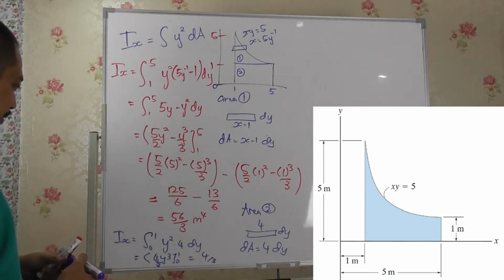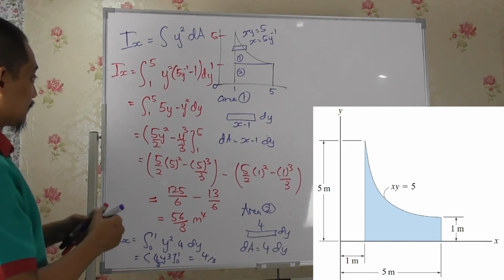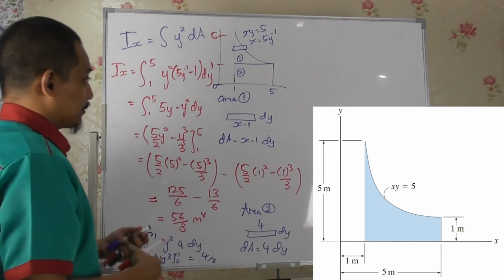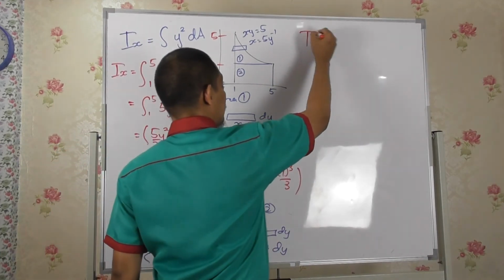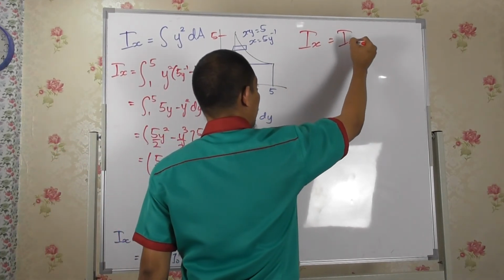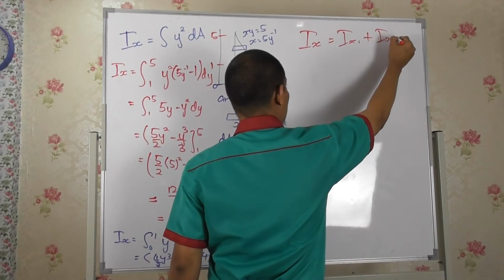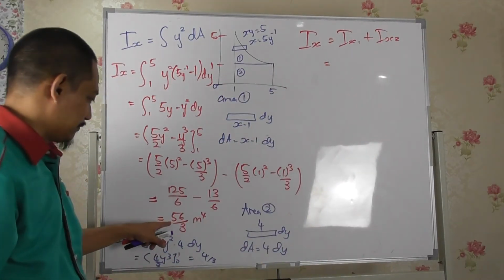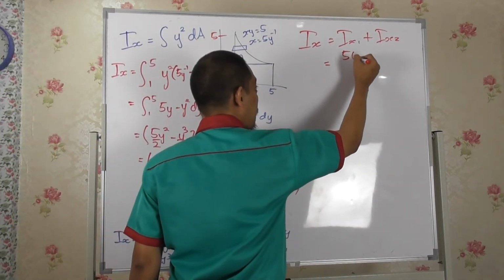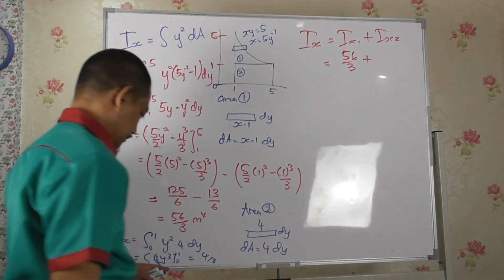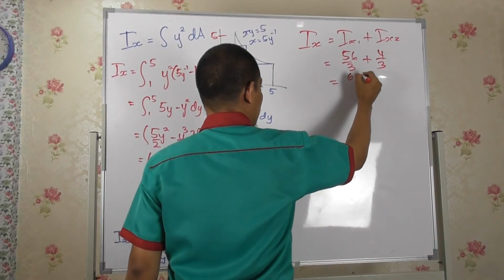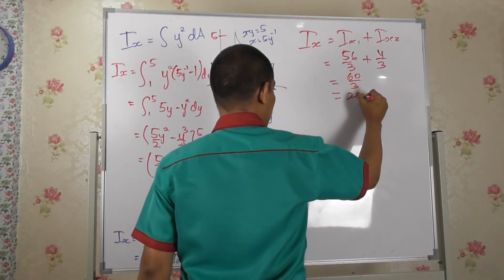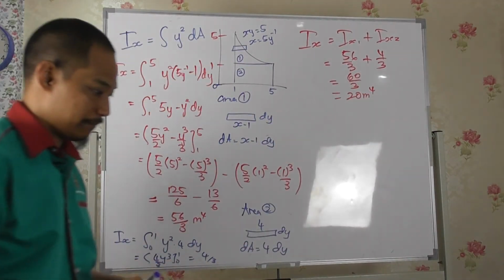So by composite area, where do you have the area? Okay, so do we have the space? Okay, we have it there, right? So Ix is Ix1 plus Ix2. So Ix1 is 56 over 3 plus 4 over 3, becomes 60 over 3, becomes 20 meter to the power 4.